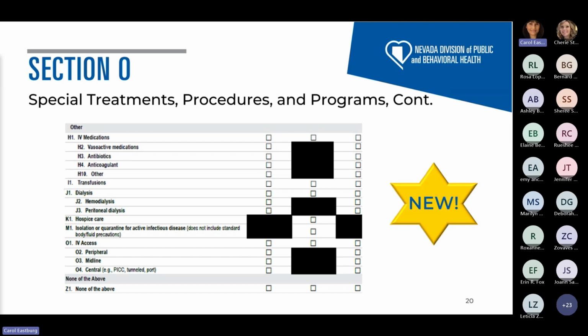Transfusions of blood or any blood products, such as platelets or synthetic blood products that are administered directly into the bloodstream, should be coded here. Transfusions and/or IV medications given during either chemotherapy or dialysis are not coded here, as those are considered part of those therapies.